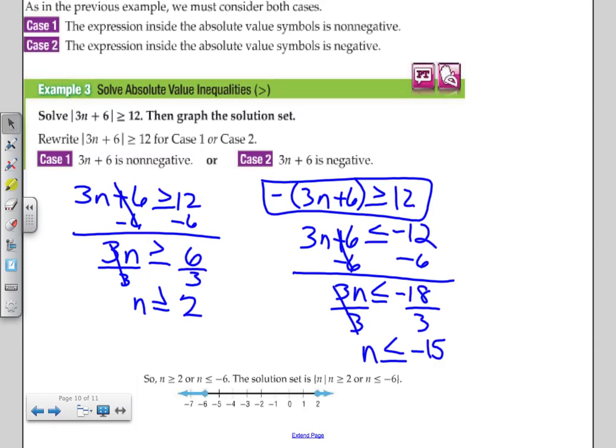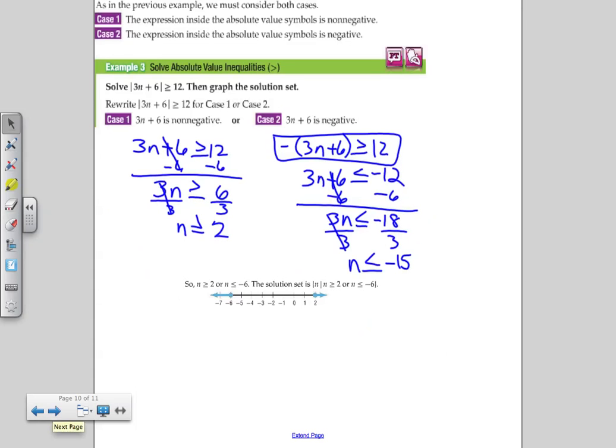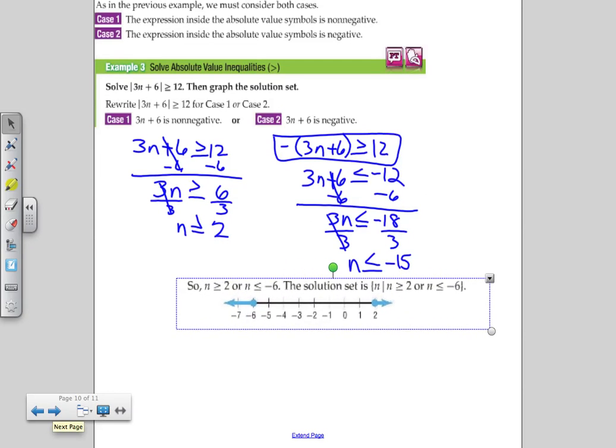Okay, so the solution set here is n. Let's see if I can extend my page. So the solution set here, let me enlarge this so we can see it a little better, is n is going to be greater than or equal to 2, and n is going to be less than or equal to negative 15. What did I do? Oh, divide by 3, my bad. Gosh, can you tell I'm doing this after the dance? Yes. You can. How about negative 18 divided by 3 is negative 6? That's a little better.